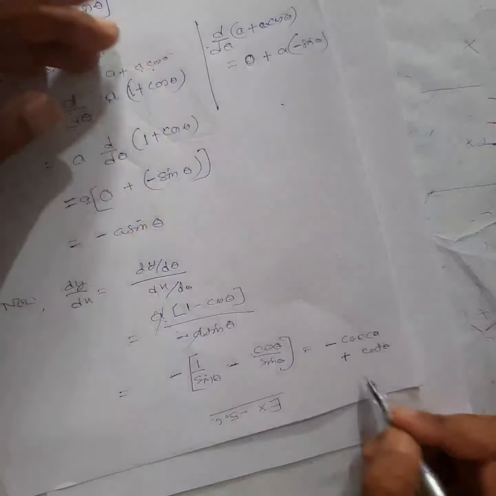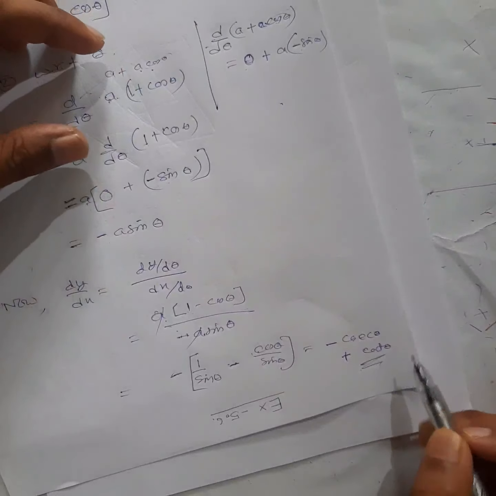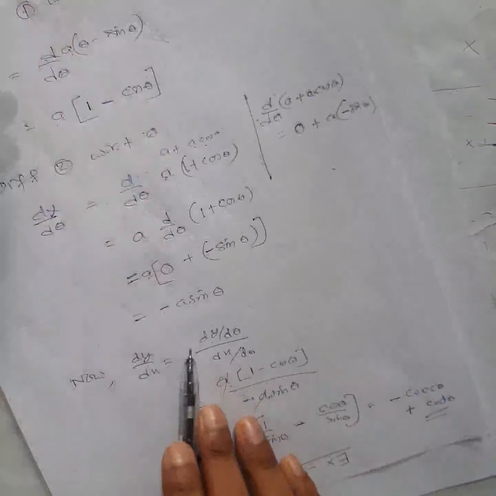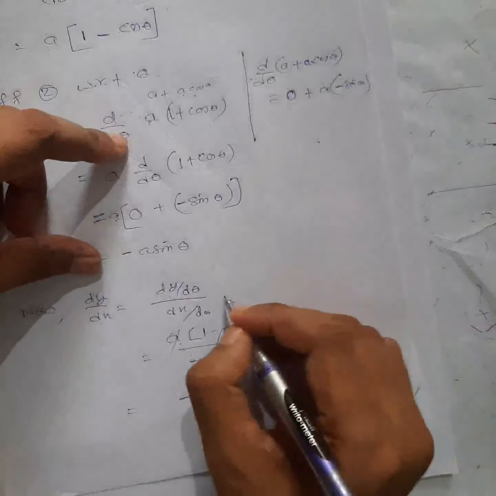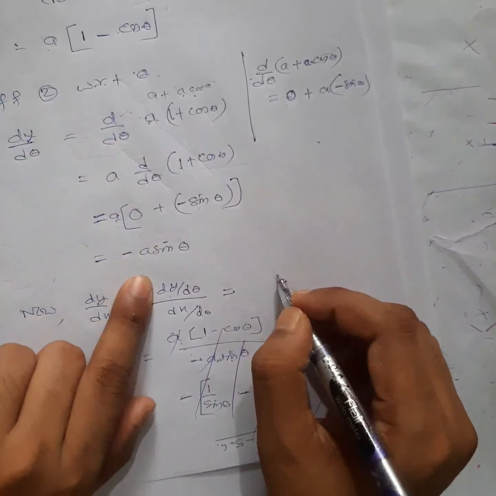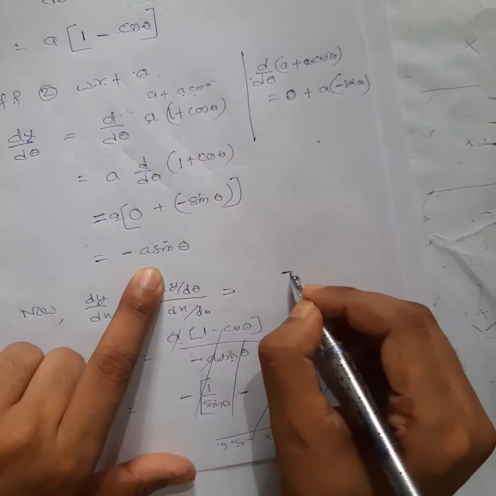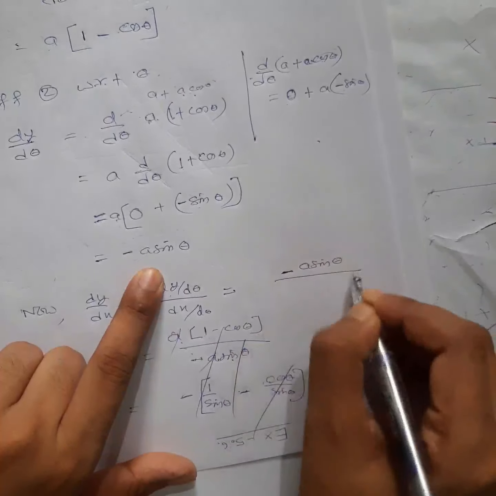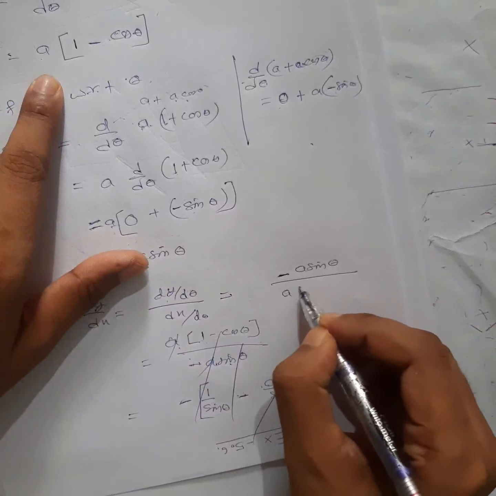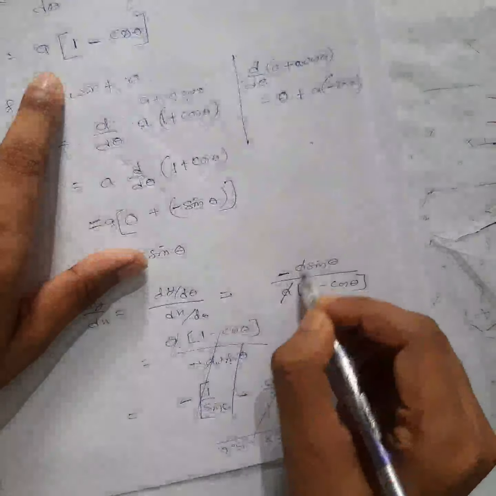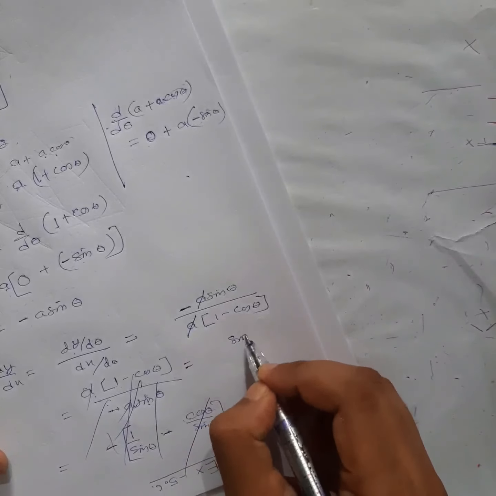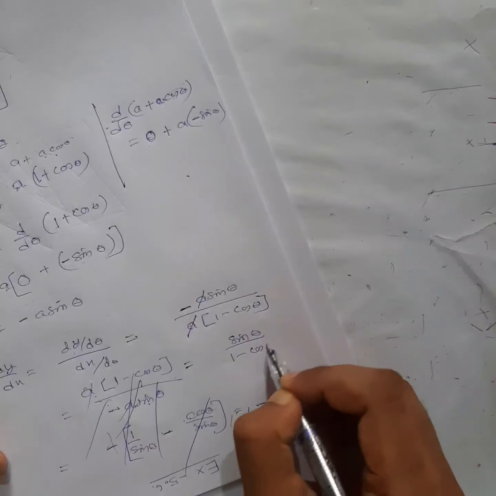Okay, so this will be your answer. I think I have made a mistake, right? dy by d theta, which one have I put? Okay, there is some mistake again. This will be upside, right? Wait. This will be what? dy by d theta is this one, right? So upside it will be a sin theta, and in the denominator it should be a 1 minus cos theta, right? So a gone. Okay, I have made a mistake here. So what you will get here is sin theta by 1 minus cos theta.